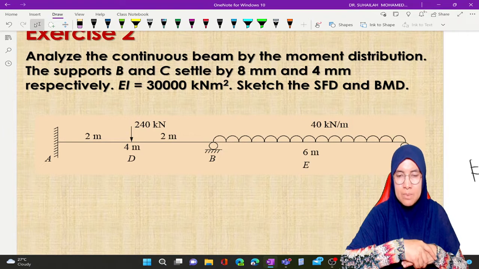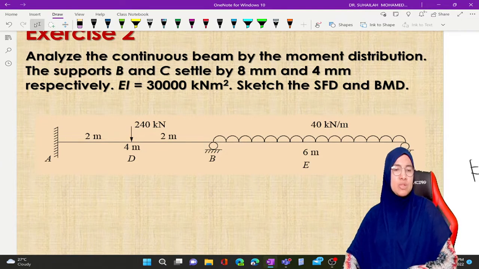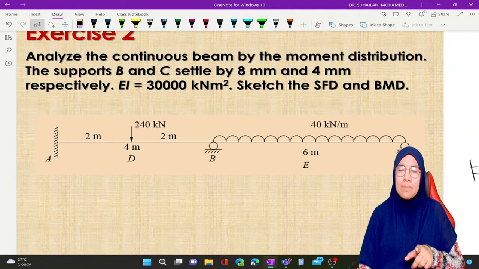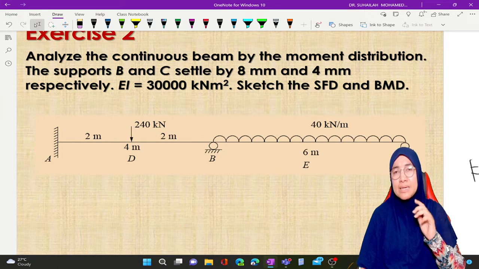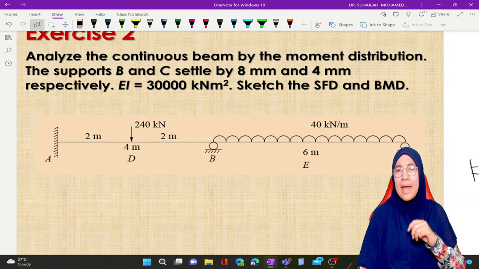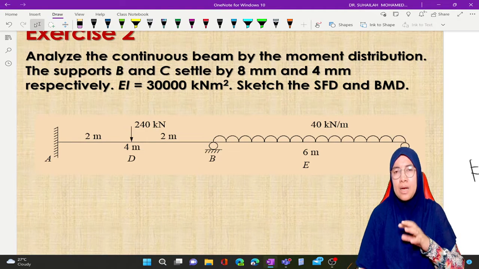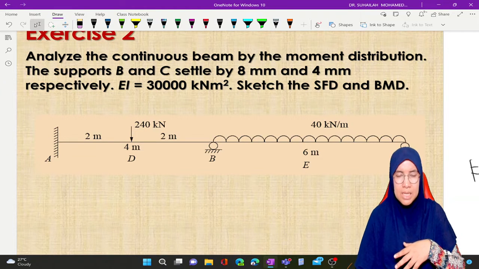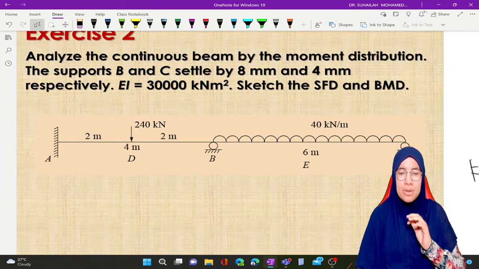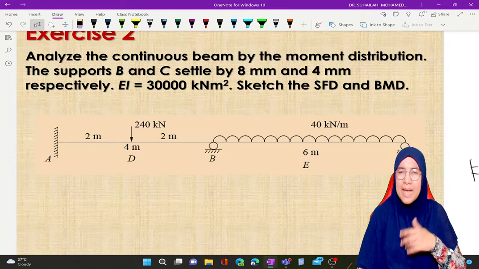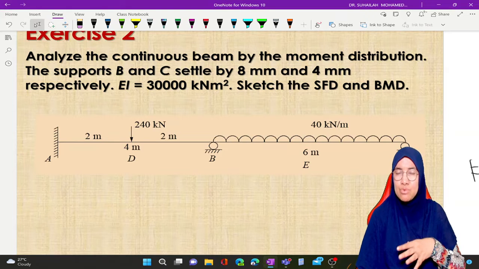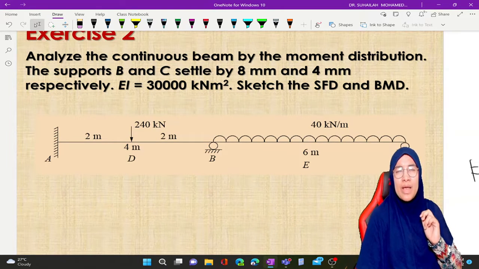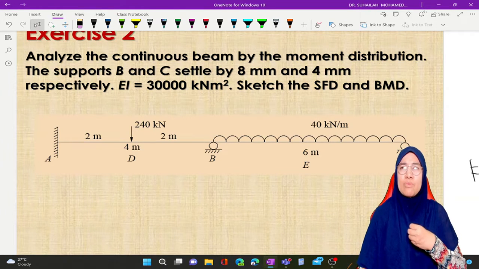Okay, we have to analyze this beam using the moment distribution method. Support B and C settle. So always remember, when we have support settlement, we have to identify the triangle, and we have to mark the angle, the chord rotation. Okay, that's the process. This beam has external loading, and we have to combine FEM due to external loading and FEM due to support settlement. We have two types of FEM.